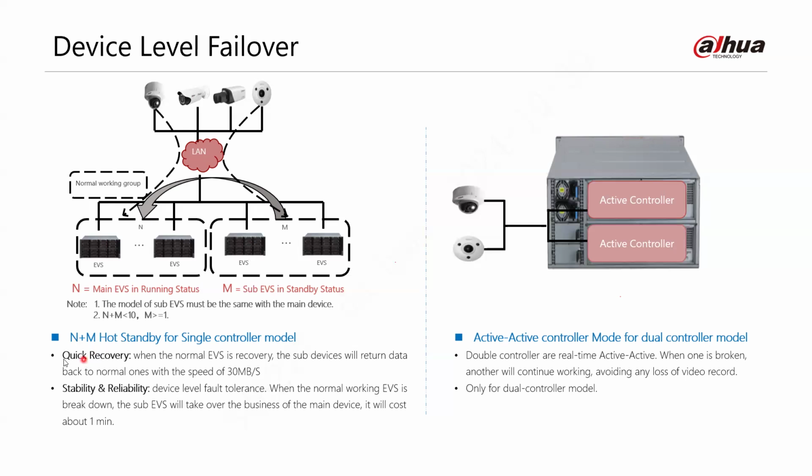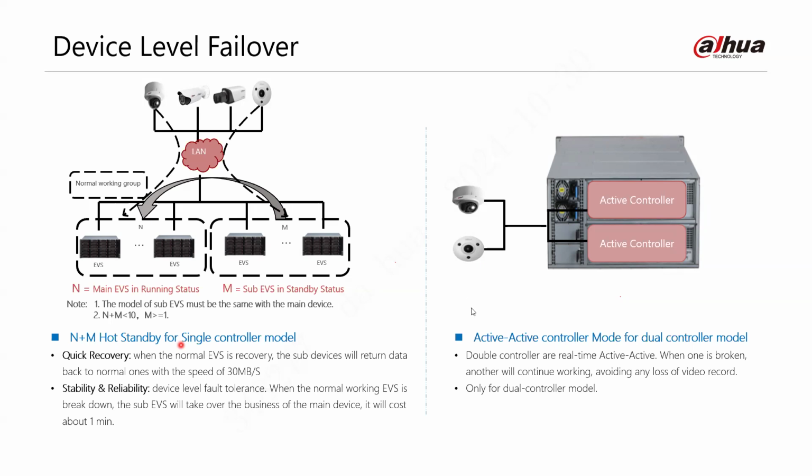For this function to work, both the N models and the M models should be similar. That's what we told you: the model of the sub EVS on this end should be the same as the main devices. If they're not the same, it's not going to give you a better option. Then for this N plus M single controller model, this supports quick recovery, better stability and reliability of the devices, or rather not just devices, but the video feeds collected by multiple cameras on different ends.